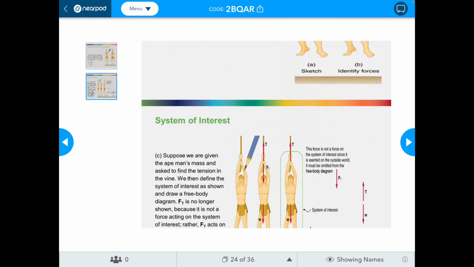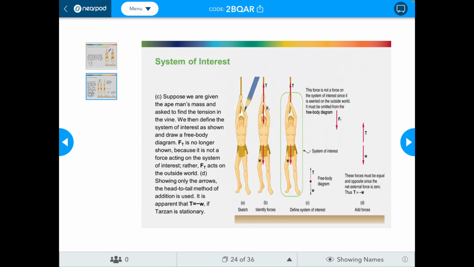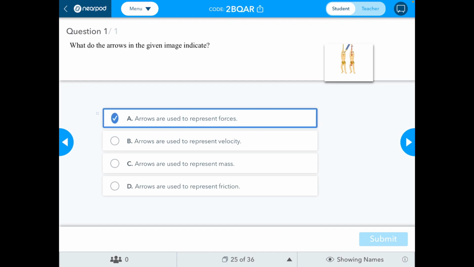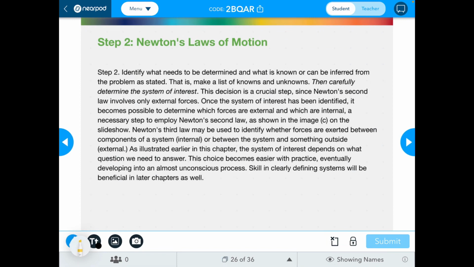So here we have this example here. That way you can make sure you're isolating what is important in the problem, as long as your drawing is accurate. So of course the arrows here represent forces. Step two is to identify what needs to be determined and what is known or can be inferred from the problem as stated. So write down the list of the knowns and unknowns. It's really what this one's trying to say.